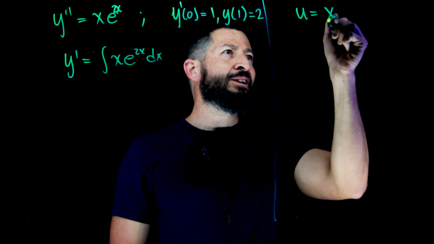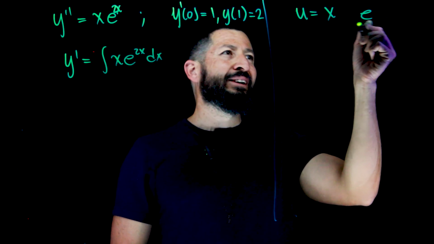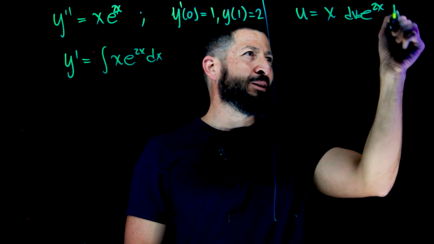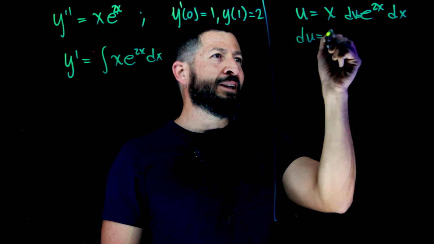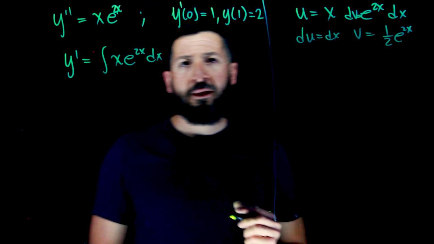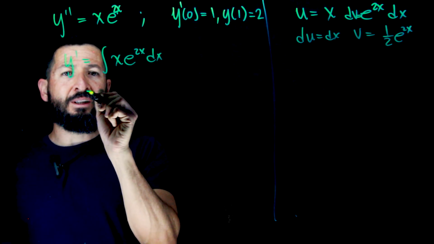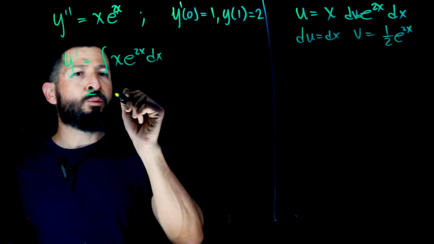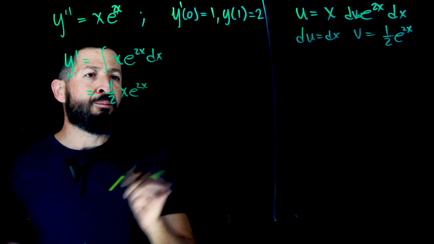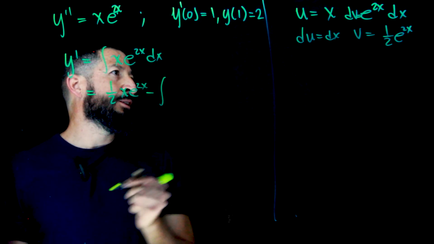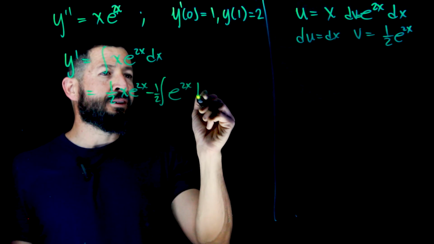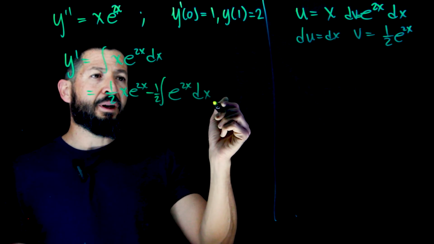U is equal to x, dv is equal to e to 2x dx. Sorry about that mess there. Du gives you dx, and v gives you 1/2 of e to the 2x. So we're going to put this in here. Our first integral will give us uv, which is going to be 1/2 of x e to the 2x, minus the integral of v du, which is going to be, again, 1/2 e to the 2x, and then du is dx.